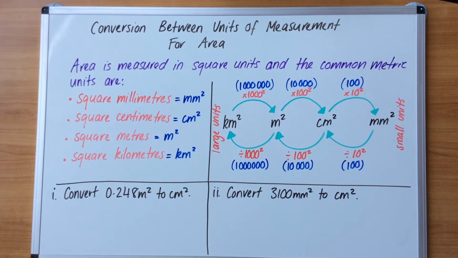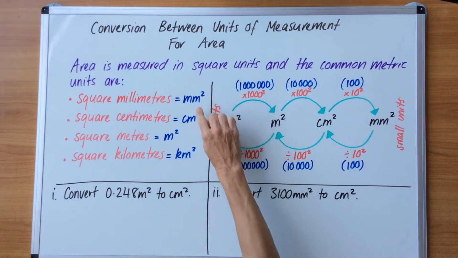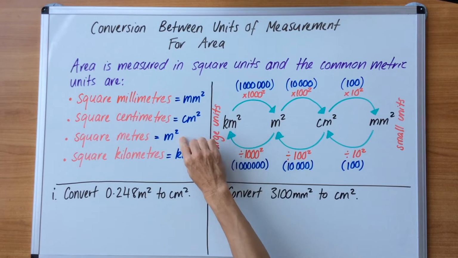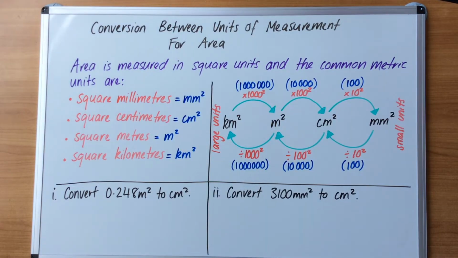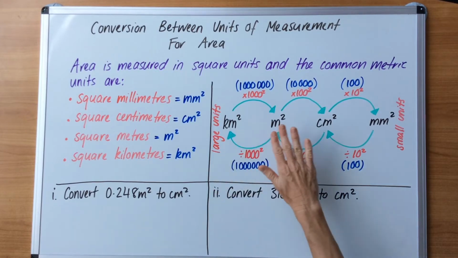In this video we are going to focus on conversion between units of measurement for area. Area is a measure of surface and is often referred to as the amount of space contained inside two-dimensional shapes. Area is a measure of square units and the common metric units are square millimetres, square centimetres, square metres and square kilometres.